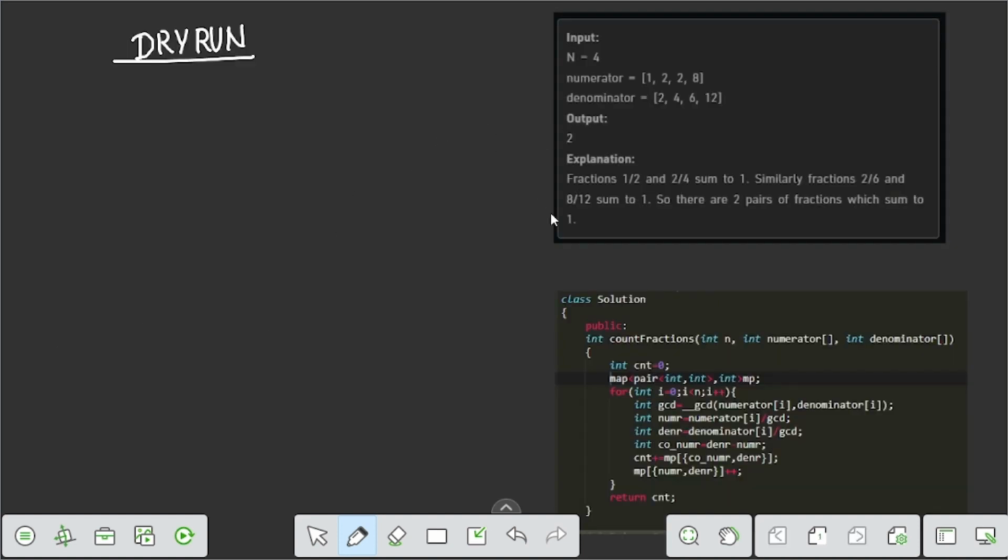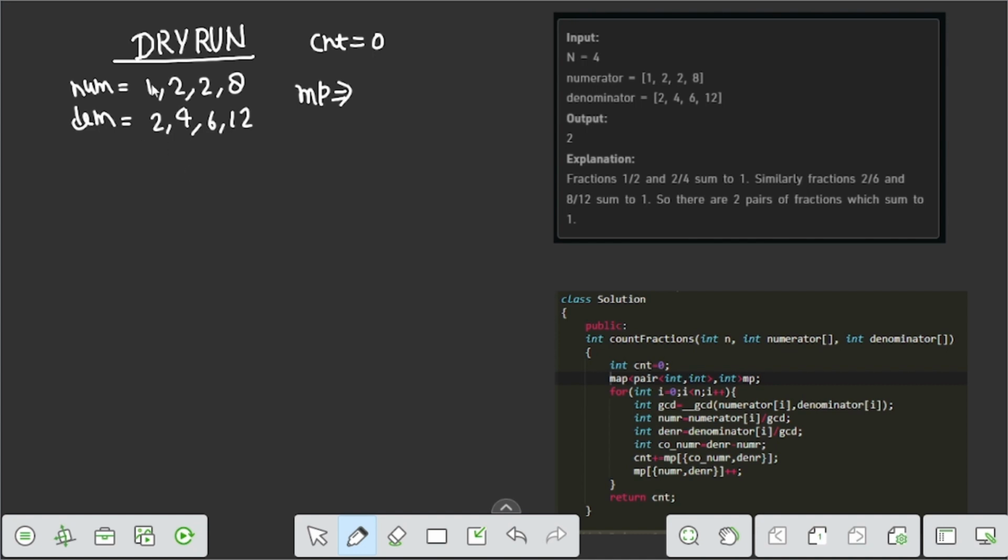Now let's dry run this code on an example. Here the numerator is given as 1, 2, 2, 8, and the denominator is given as 2, 4, 6, 12. We initialize the count to 0 and create a map of pair comma int. So here we write the map.